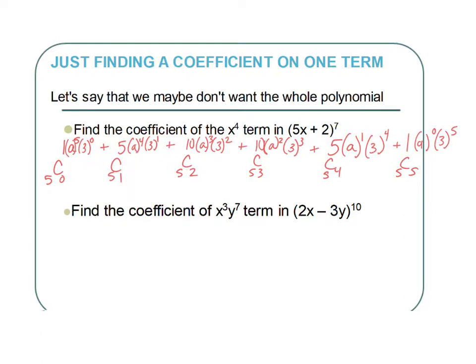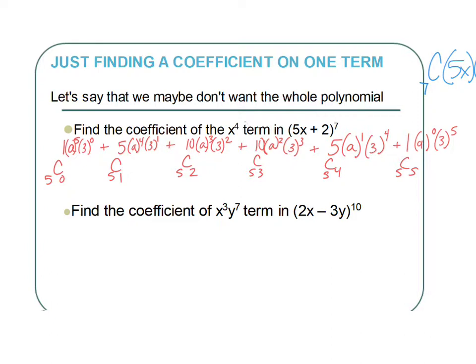So that means that I'm going to end up with that first combination. It's going to be combinations of 7, choose something. I'm not 100% sure what yet. We'll come back to it. And then I know that I'm going to have this 5x that has to be raised to some power. And I'm going to have this 2 that's raised to some power.